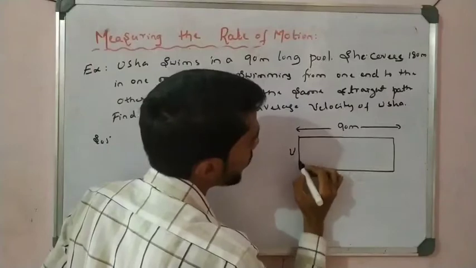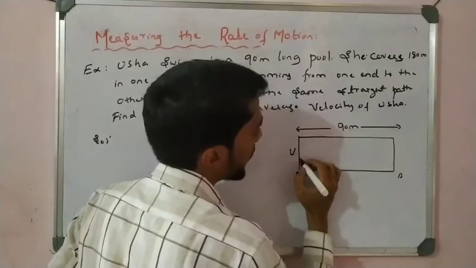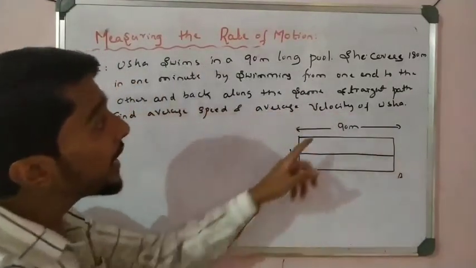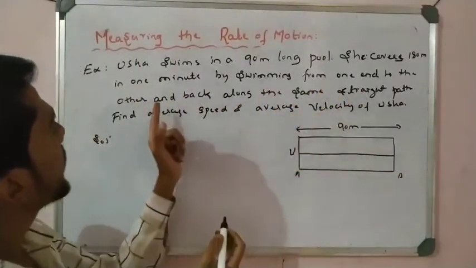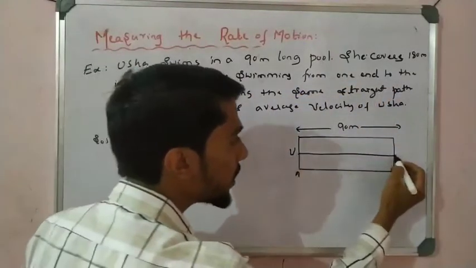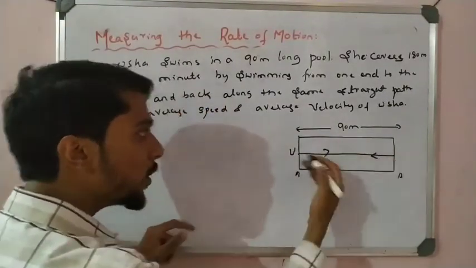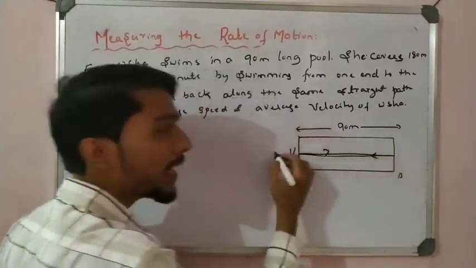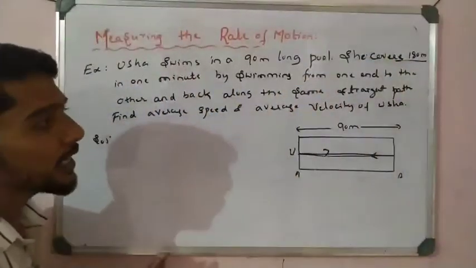First she travels from A corner to B corner, right? The B side. Now 90 meter. Again she returns here by swimming. By swimming from one end to another and then back along the same path. So we see this 90 meter and return back 90 meter. So 90 plus 90, total she travels 180 meter, right? So that is the distance traveled.